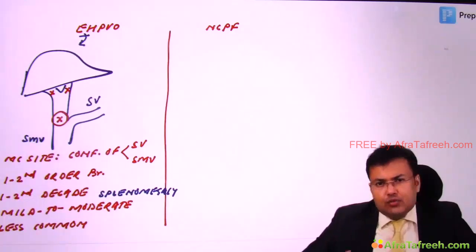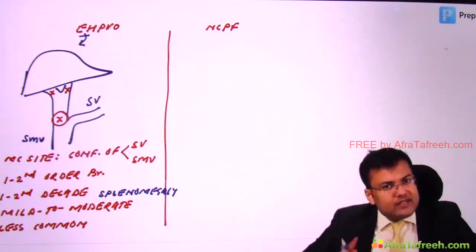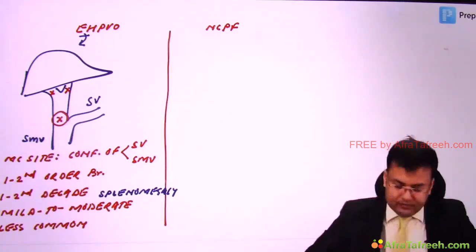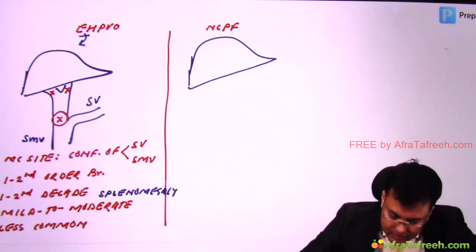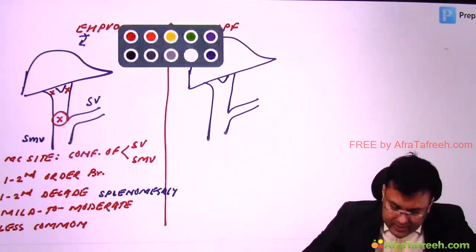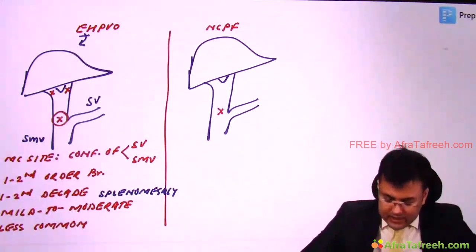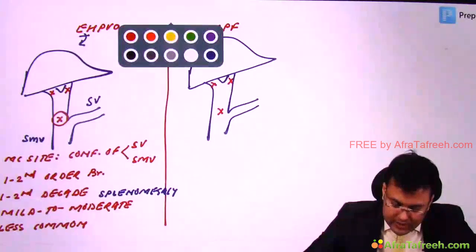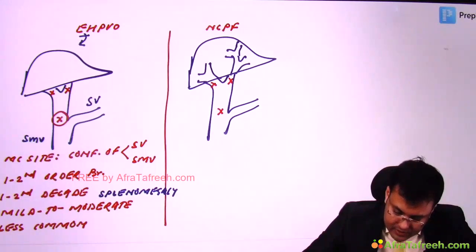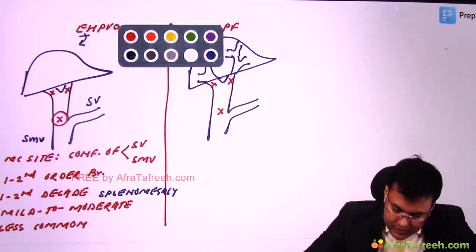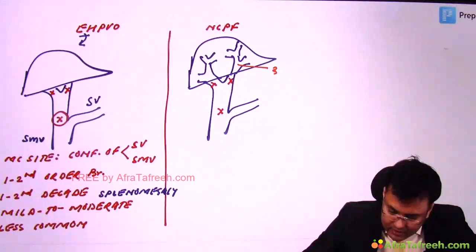Non-cirrhotic portal fibrosis means there is no cirrhosis but still there is portal fibrosis. Now in NCPF, it's the third and fourth order branches which are involved. We discussed that this is the first order branch, this is the second order branch. Now see, this is the portal vein, the third bifurcation and fourth bifurcation. So this is the third order branch and this is the fourth order branch.